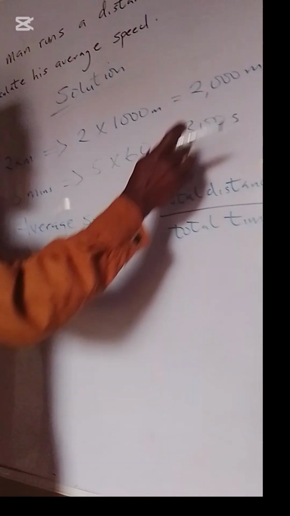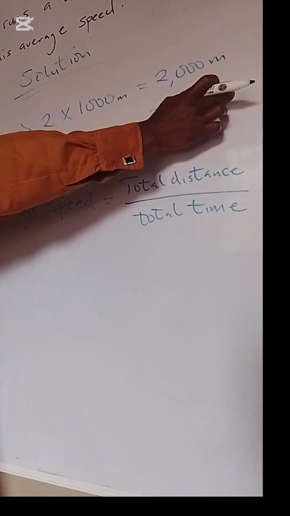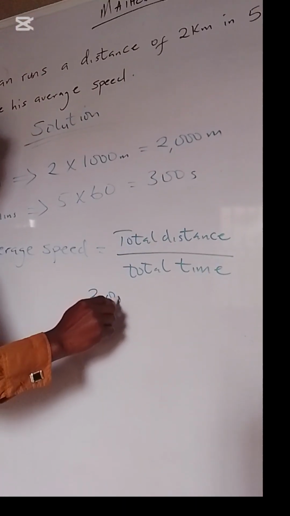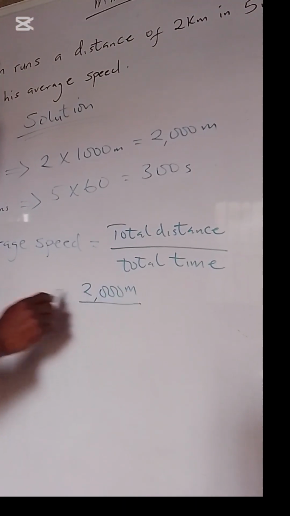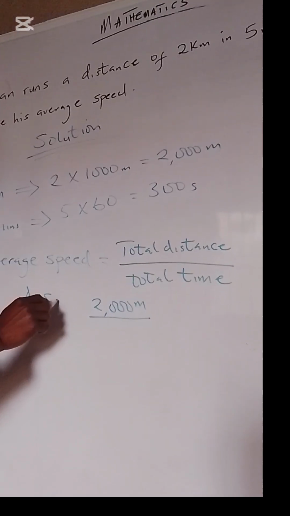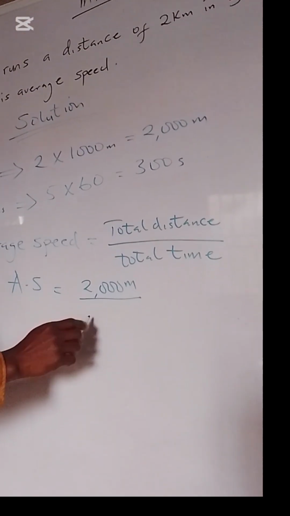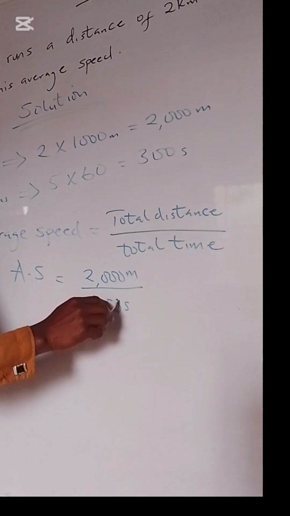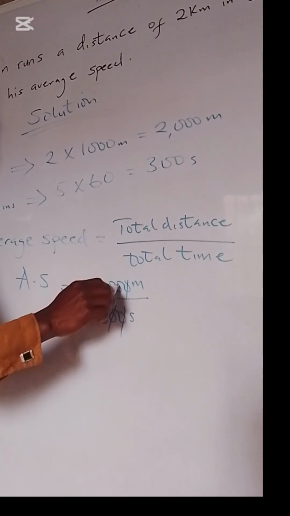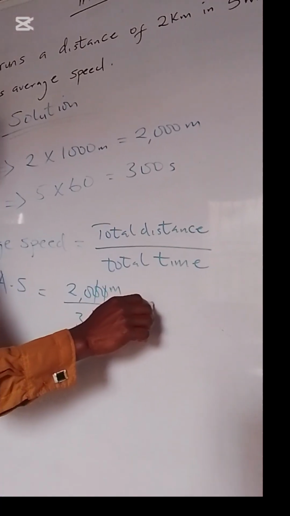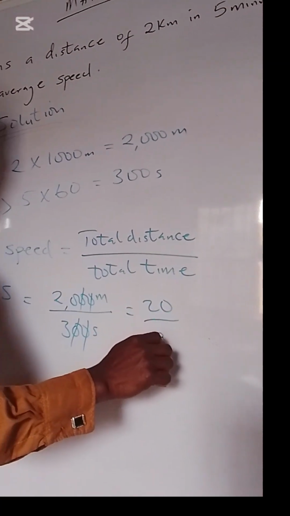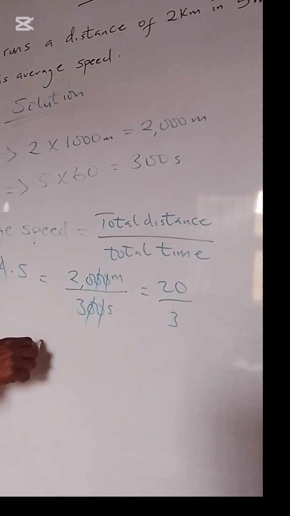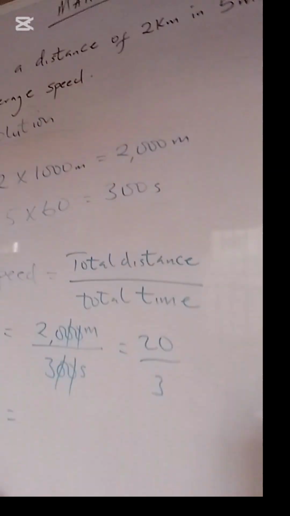And our total distance is 2,000 meters, according to what we got here. So 2,000 meters divided by 300 seconds. So that will give us 0 cancel 0, 0 cancel 0. So that will give us 20 divided by 3.